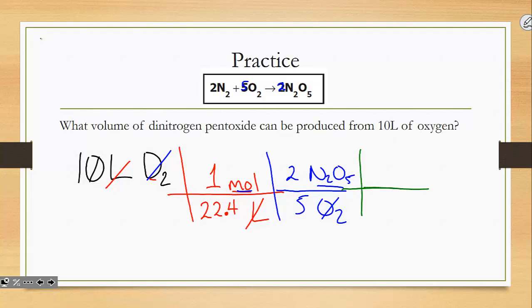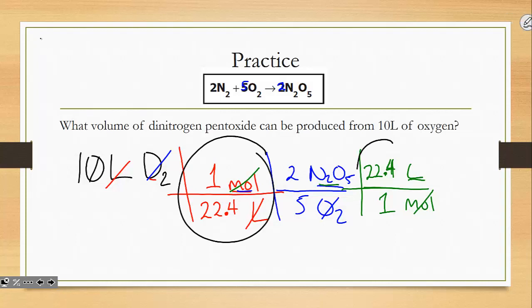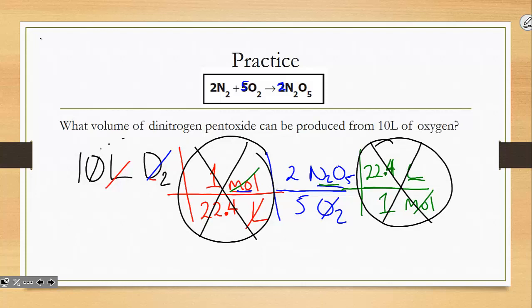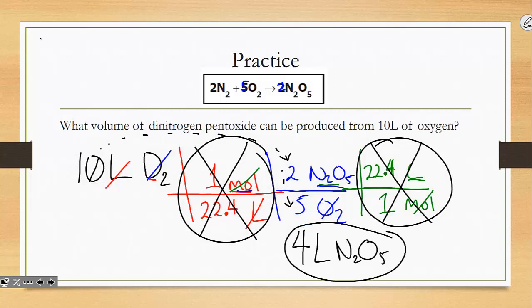Lastly, the question wants the number of liters of dinitrogen pentoxide. For every 1 mole of any gas at sea level and 0 degrees Celsius, there are 22.4 liters. So moles cancel out, leaving us with liters of dinitrogen pentoxide. We will divide by 22.4, then multiply by 22.4, which is slightly redundant. So these steps cancel each other out. Mathematically, our answer is simply 10 times 2, which is 20, divided by 5, which would be 4. There are 4 liters of dinitrogen pentoxide produced by this reaction.